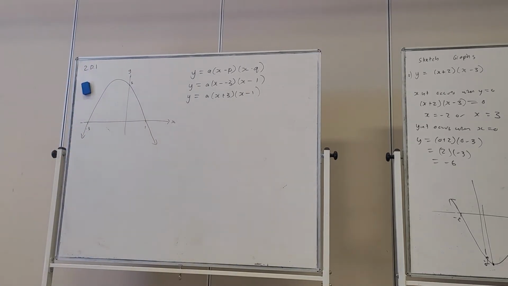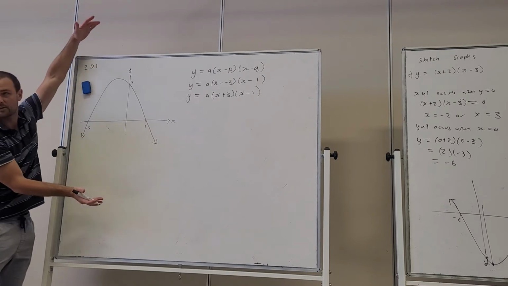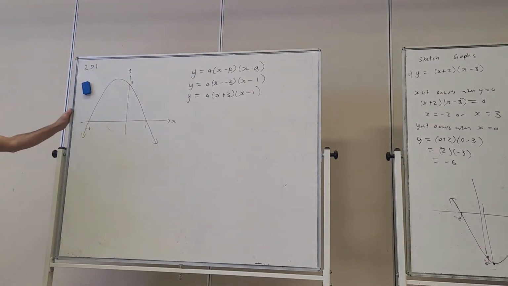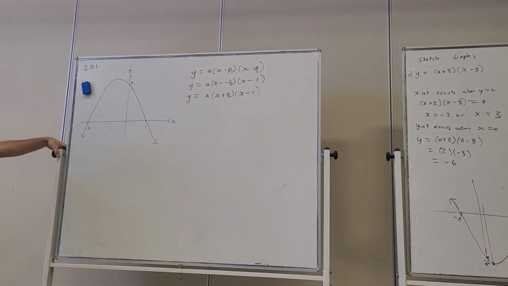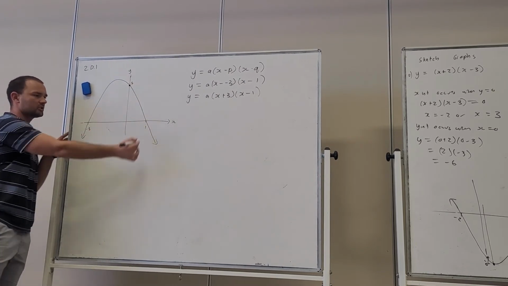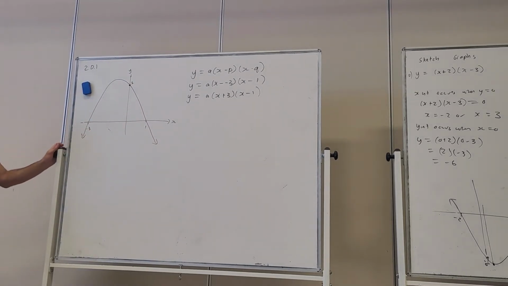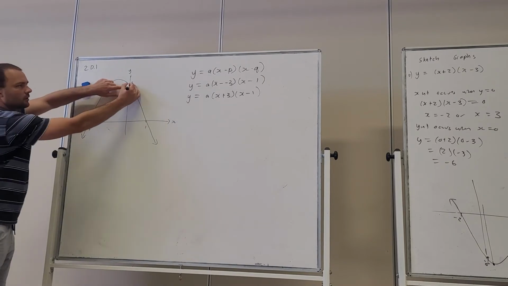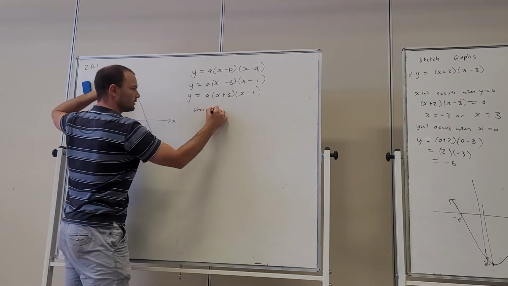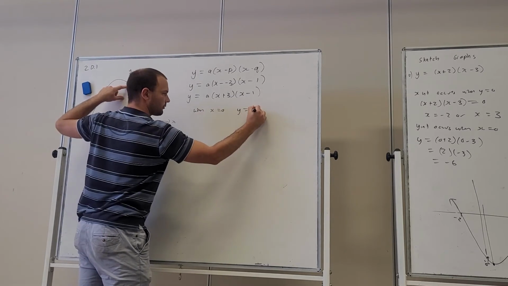We need to have that a out the front, because the roots are fine, but it could be stretched, it could have that sort of vertical dilation. So we need to find this value of a. Alright, and lucky we're given this point here. We could be given any coordinate, we just need to use one other piece of information to find it. So this coordinate here is when x is 0, y is 3.